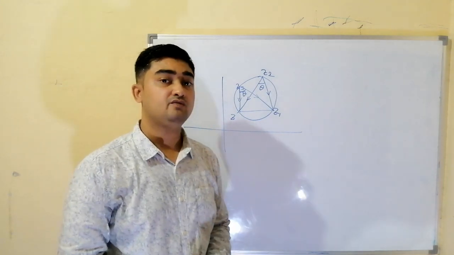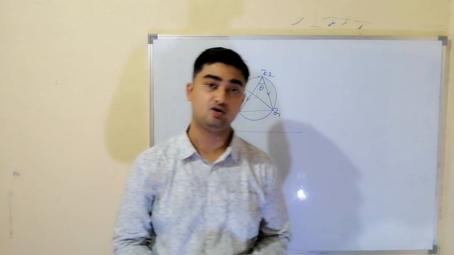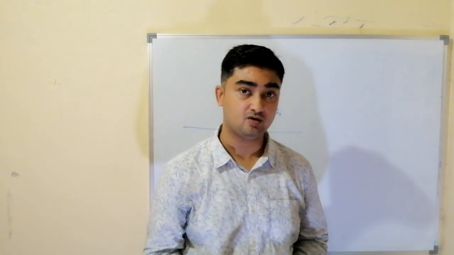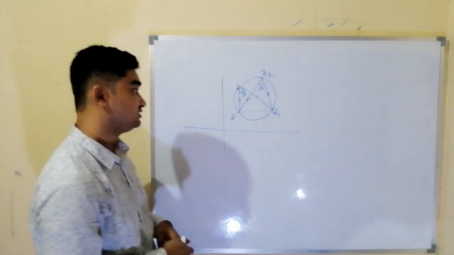Already I told you, whenever we are moving in the clockwise direction, it is negative. Whenever we are moving in the anti-clockwise direction, it is positive. Whenever we are multiplying a complex number with another complex number, argument will be added. Added means we'll move anti-clockwise.